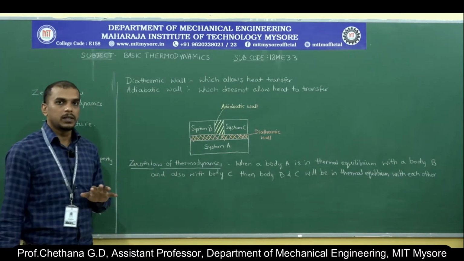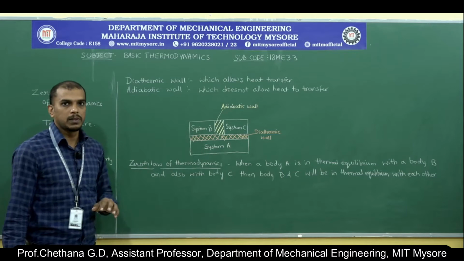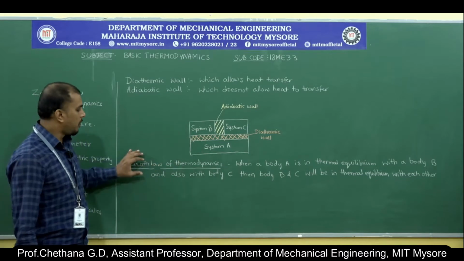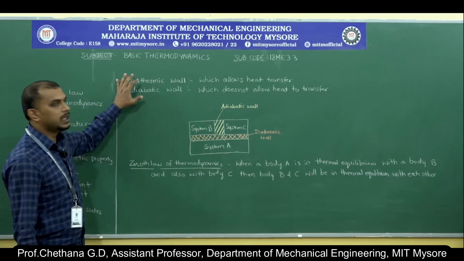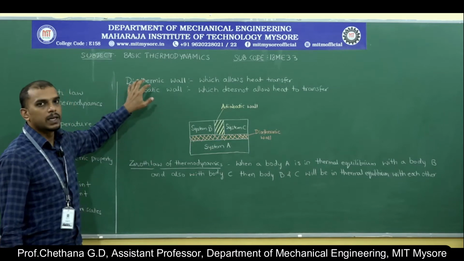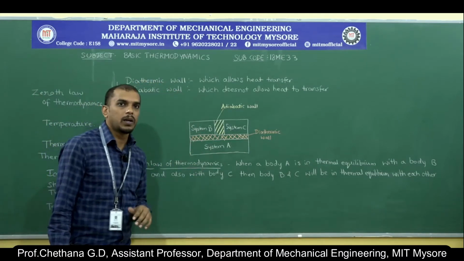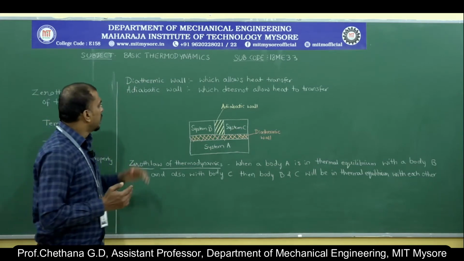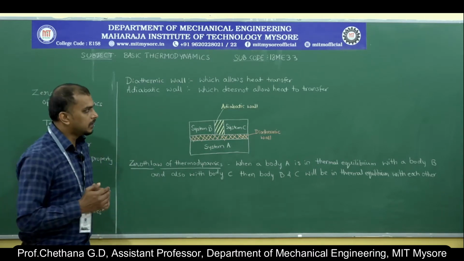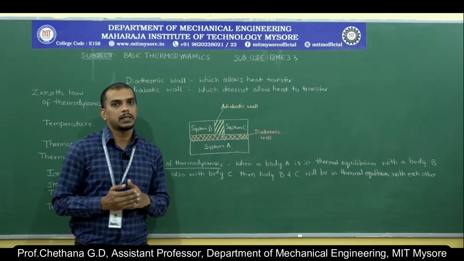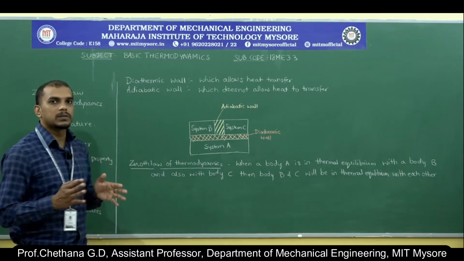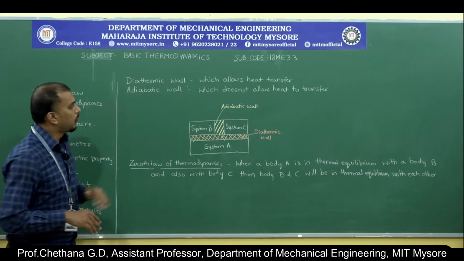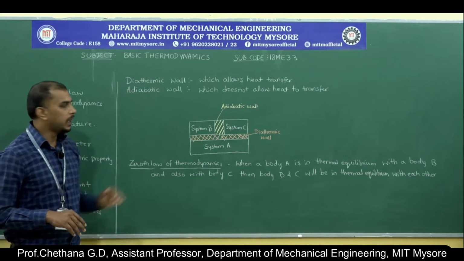So, it is important to understand the zeroth law of thermodynamics. Remember thermal equilibrium. Before introducing the formal definition of the zeroth law, we need two small definitions. A diathermic wall is a wall which allows heat to transfer, whereas an adiabatic wall is a wall which does not allow heat to transfer. It is a strong boundary, you can say.